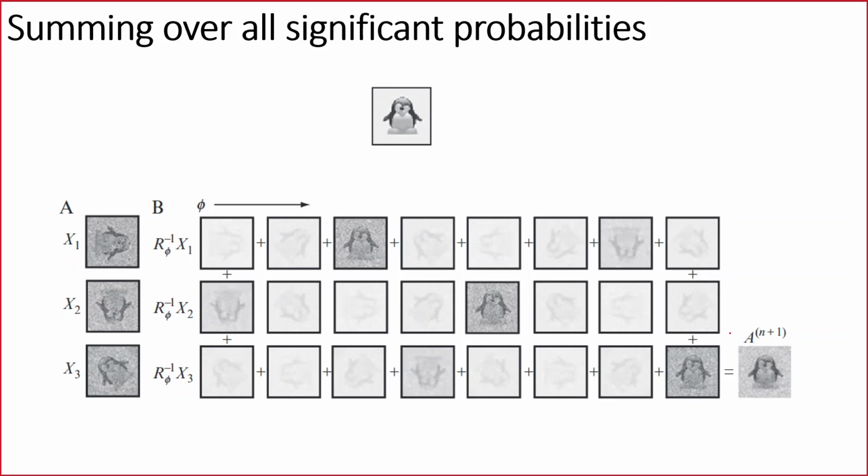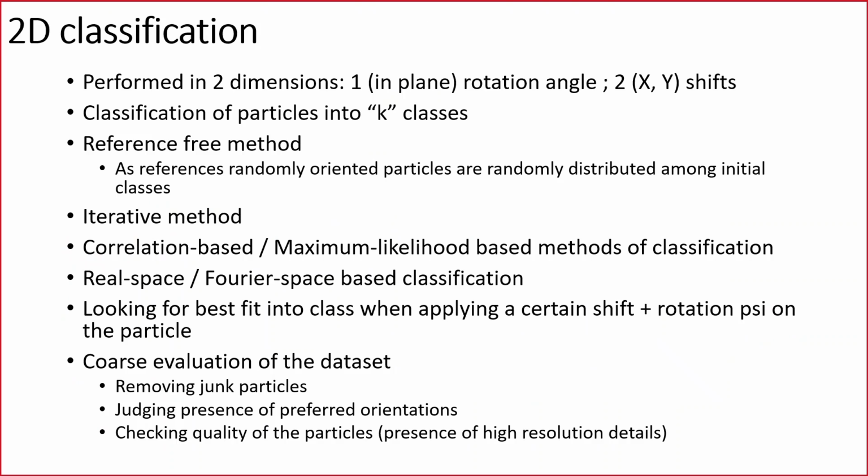Also, in this maximum likelihood, there's a threshold where we are considering what's significant and what's not significant. So this is a nice statistical method that actually works with the noise level of your image. And this is also the reason why we need to have larger box size. Now, we learned almost everything we need to know for the 2D classification.